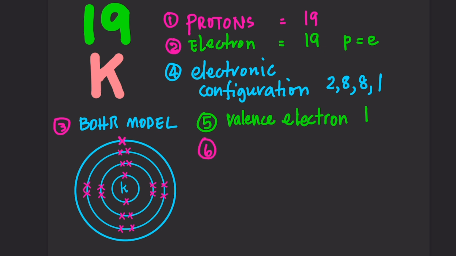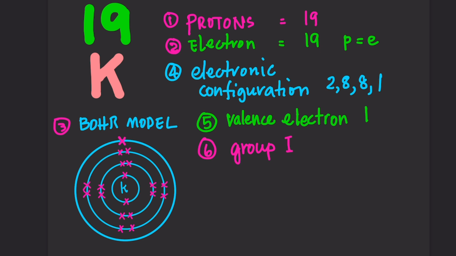Information number 6. I can tell you the group number. Remember in our last lessons, the group number is the number of valence electrons. So if you know the valence electrons, you can tell me what the group number is, okay? Since there's one valence electron, I know that this belongs to group 1. And as you can see, I'm using Roman numerals, okay?